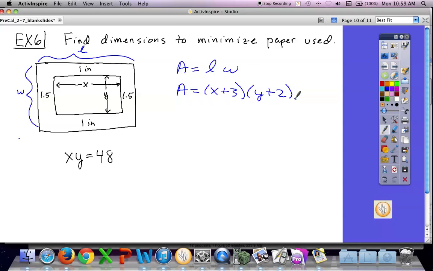Now, we need this area to be a function of one variable only, but that's why they've given us this thing right here. So let's make area a function of X. How would I do that? Solve for Y. Y equals 48 over X. And now we can put that in the place of Y there. So now we've got area as a function of X: X plus 3 times 48 over X plus 2.